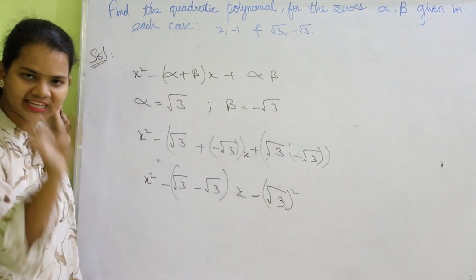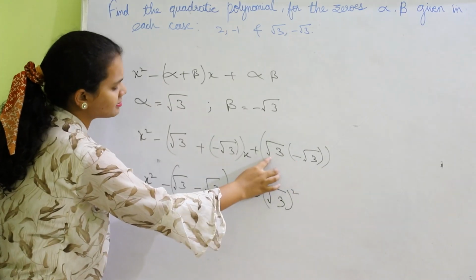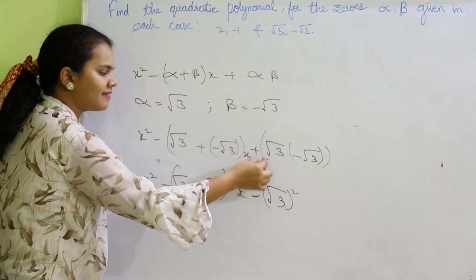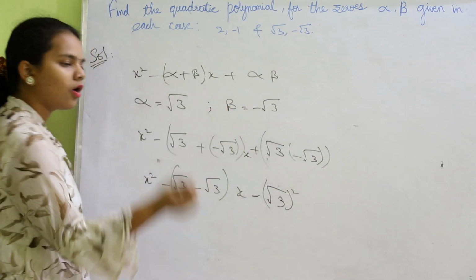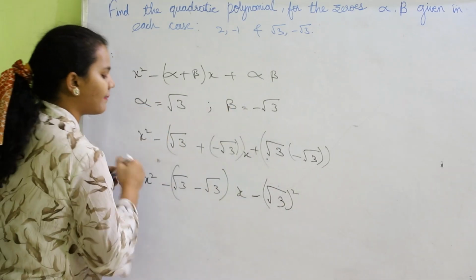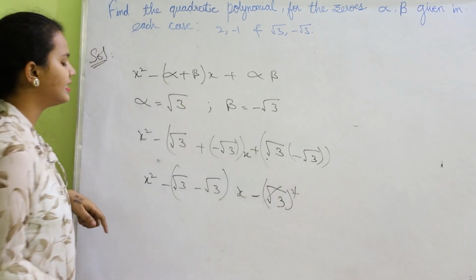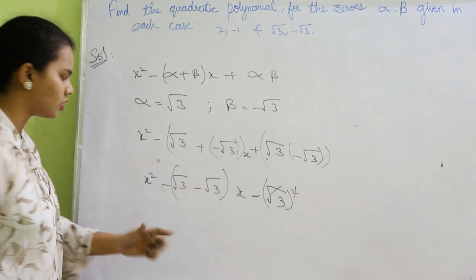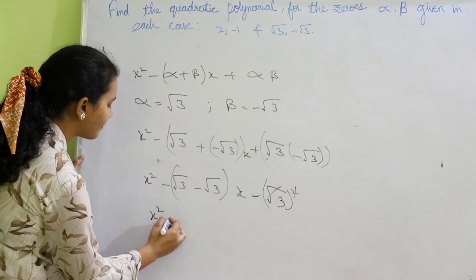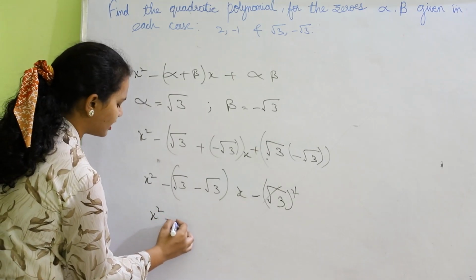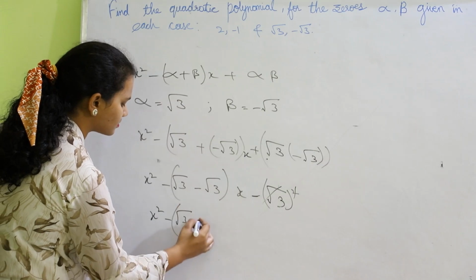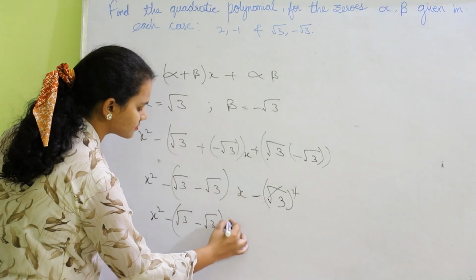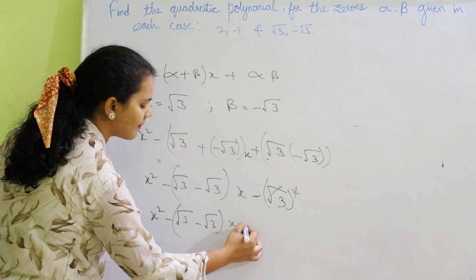Just look at the sign first: minus into plus, minus. So here I have placed the minus. Now multiply root 3 into root 3 gives root 3 whole square, then the square root gets cancelled and I am left with 3, that's all. Now x square minus root 3 minus root 3 x minus 3.